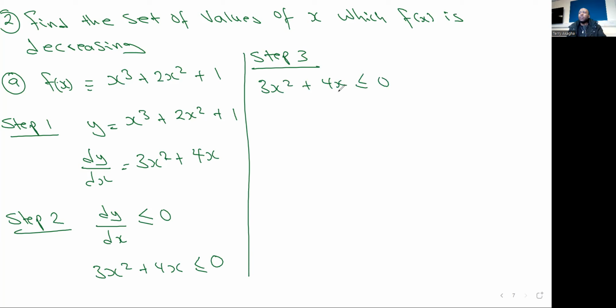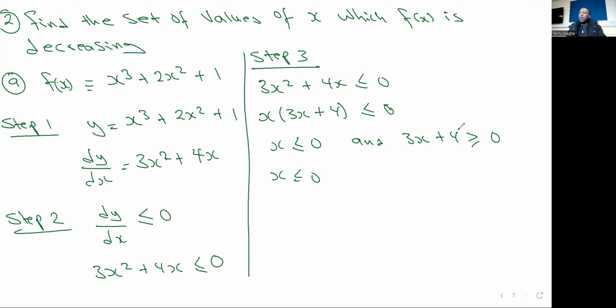In the video, I told you the first thing you have to do is factorize. The best method here is common factors. It will be x times 3x plus 4 is less than or equal to 0. I also told you that if it's less than or equal to, each of the common factors: x will be less than or equal to 0, and 3x plus 4 is greater than or equal to 0. Please go back and have a look. So x is less than or equal to 0.